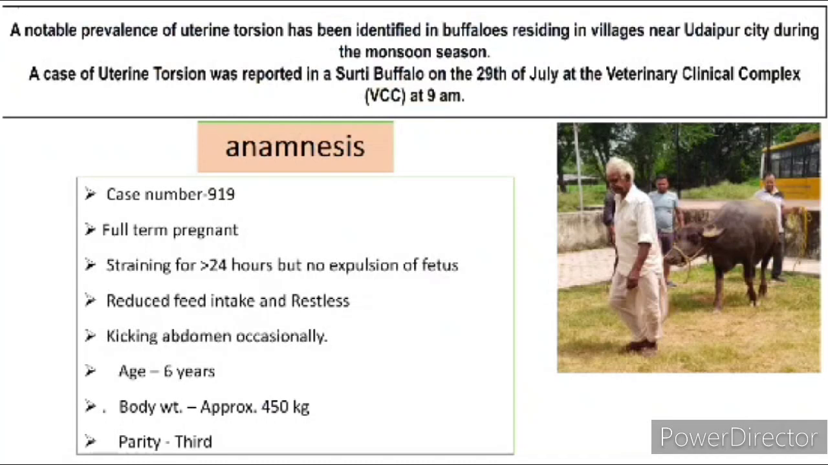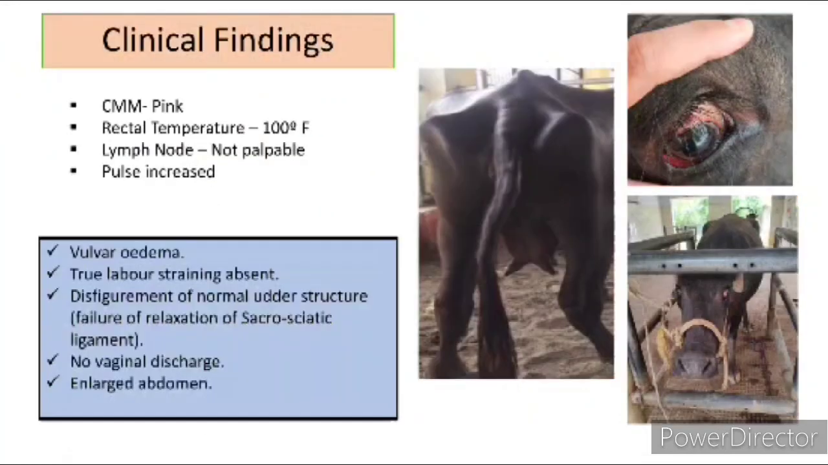Okay, so this case has been reported in monsoon season on 29th of July. So what is the anamnesis? The buffalo was full term pregnant. It had been straining for around 24 hours but no expulsion of the fetus. Okay, kicking at the abdomen occasionally, and it was restless. Okay, and it was its third parity.